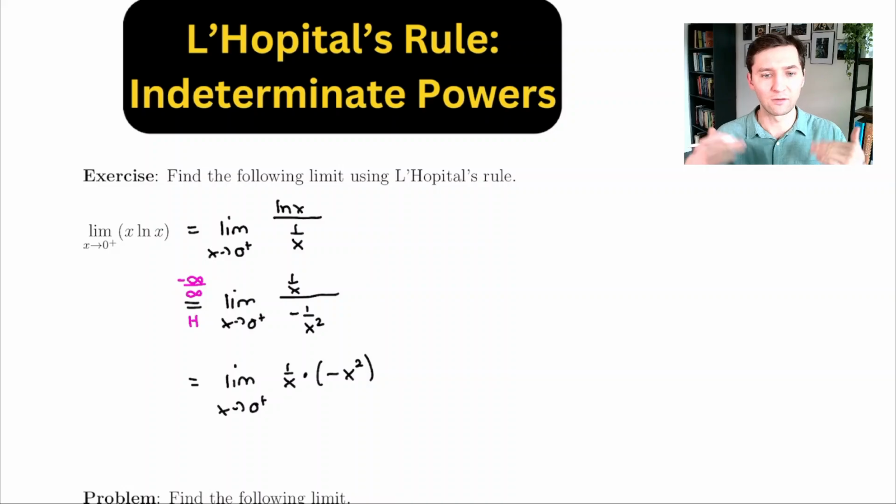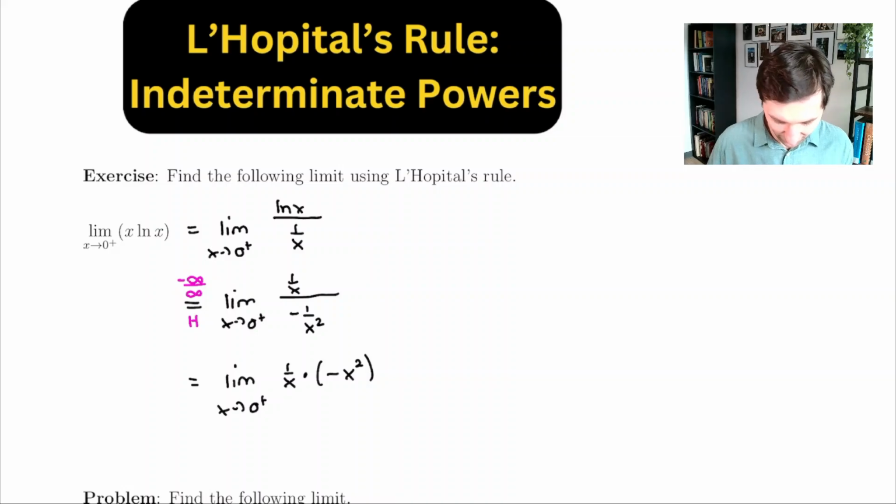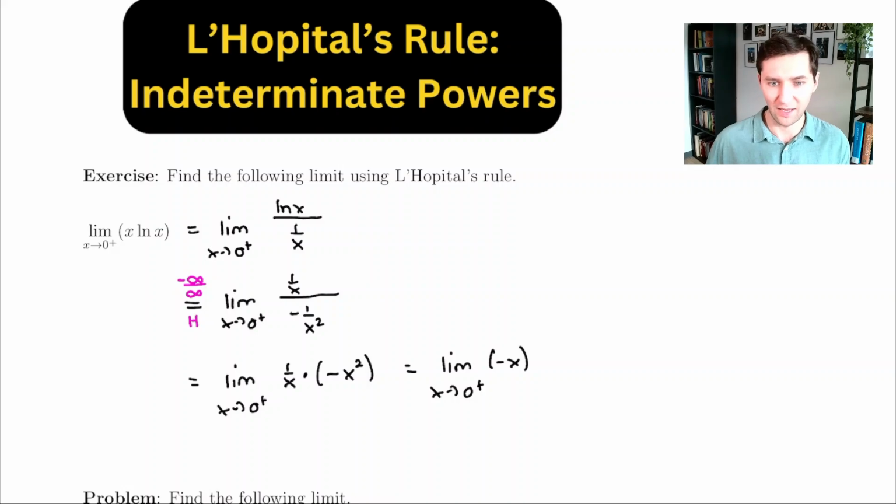Dividing by 1 over x squared is the same thing as multiplying by x squared. Now a few x's cancel and I get the limit as x goes to 0 from the right side of simply negative x. I now plug in 0 and I get 0. This limit is 0.